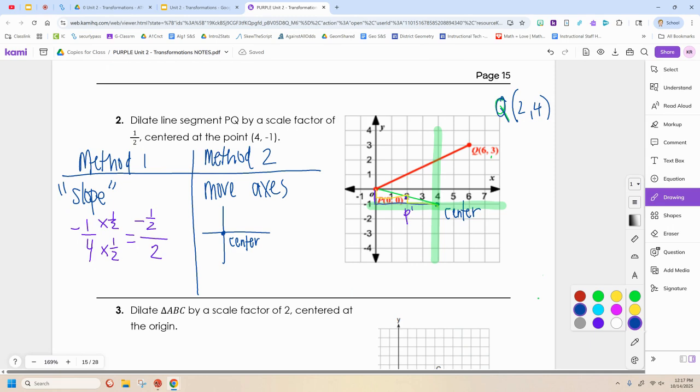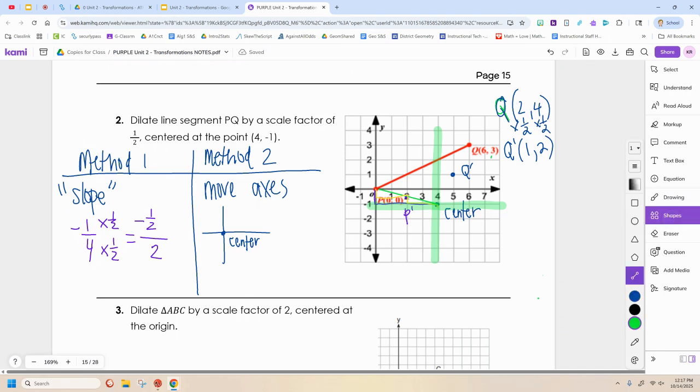So if I were to multiply each of those by half, this is what we did before. We did the rule, right? We would get Q prime located at 1, 2, which if I go back here, I'd go over 1, up 2, and plot Q prime right there. Once again, Q prime is still located on the same blow-up line we had before. So either way, these points are going to line up again. They all have to be on that same line going back to the center.